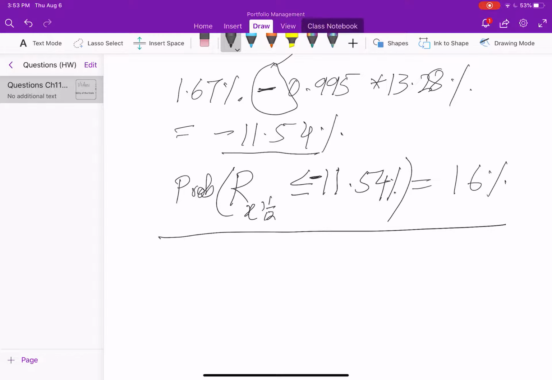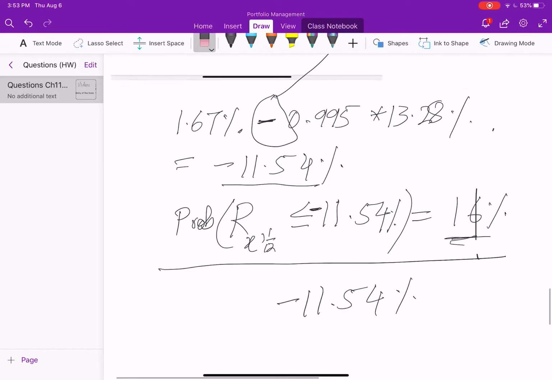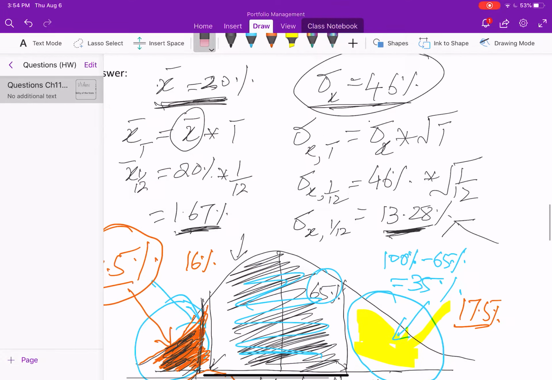So again, the minimum expected loss in the upcoming month is 11.54% with the probability of 16%. It means that the loss can even be bigger, but the minimum loss with the 16% chance is minus 11.54%, which an investor in the Woodpecker stock can experience with the given data.